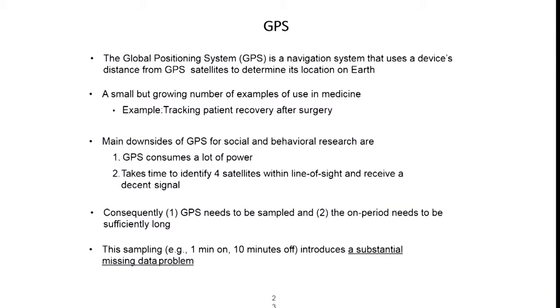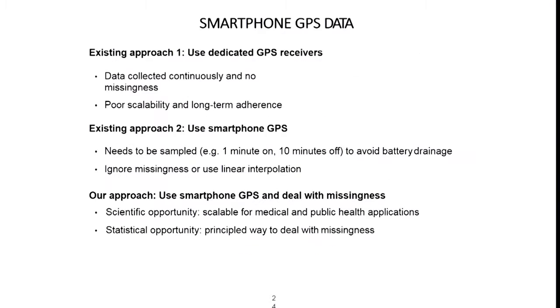It turns out, if you ignore the missing data problem, the daily summary statistics you use to quantify the person's behavior can be off by as much as a factor of 10 if you ignore the missingness. So in this setting, you certainly cannot ignore the fact that your data are missing.